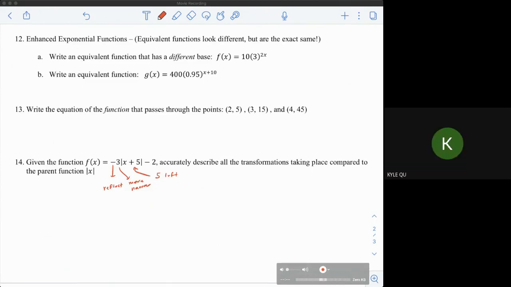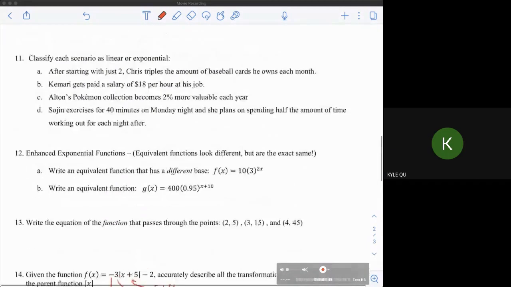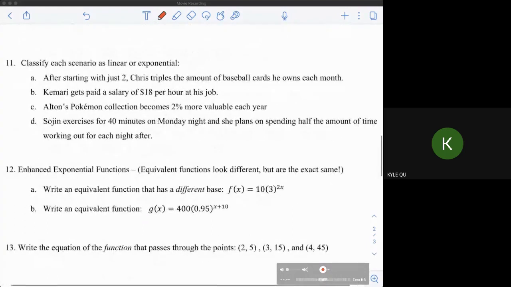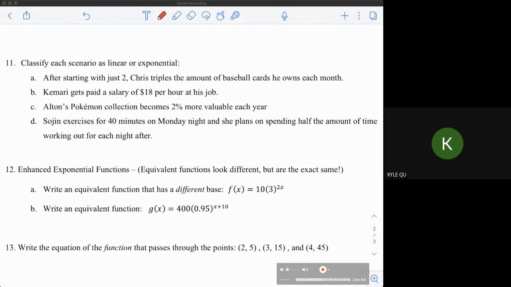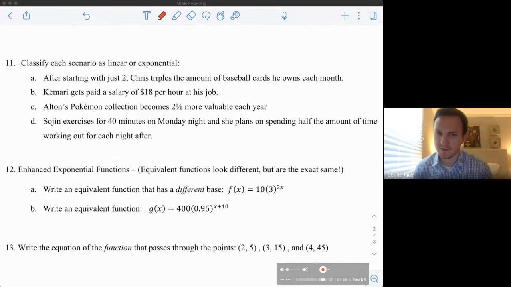Mr. Rice? Yes. For the growth and decay, do I write percentages or leave it as a decimal? For your girlfriend? What did you say? No, I said for decay, decay. Do I leave it as a percentage or as a decimal? Percent. We always do percents.